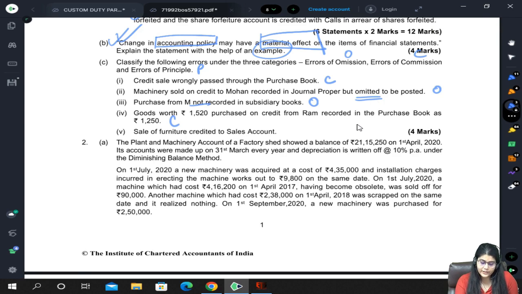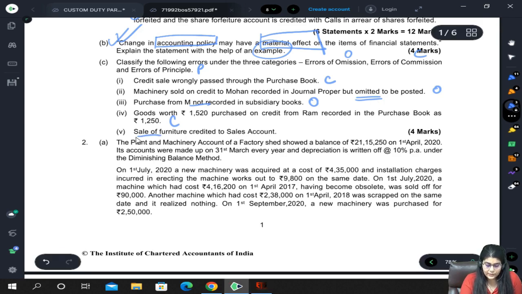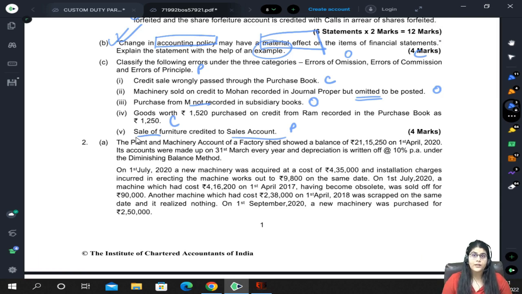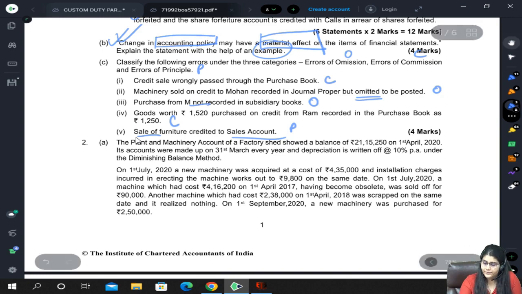Sale of furniture credited to sales account. This one is an error of principle. Because what principle is wrong? That sale of furniture should not be credited to the sales account. Sales account is only for sale of inventory or services. Sale of furniture is actually sale of an asset, so it should be shown in the asset account itself.